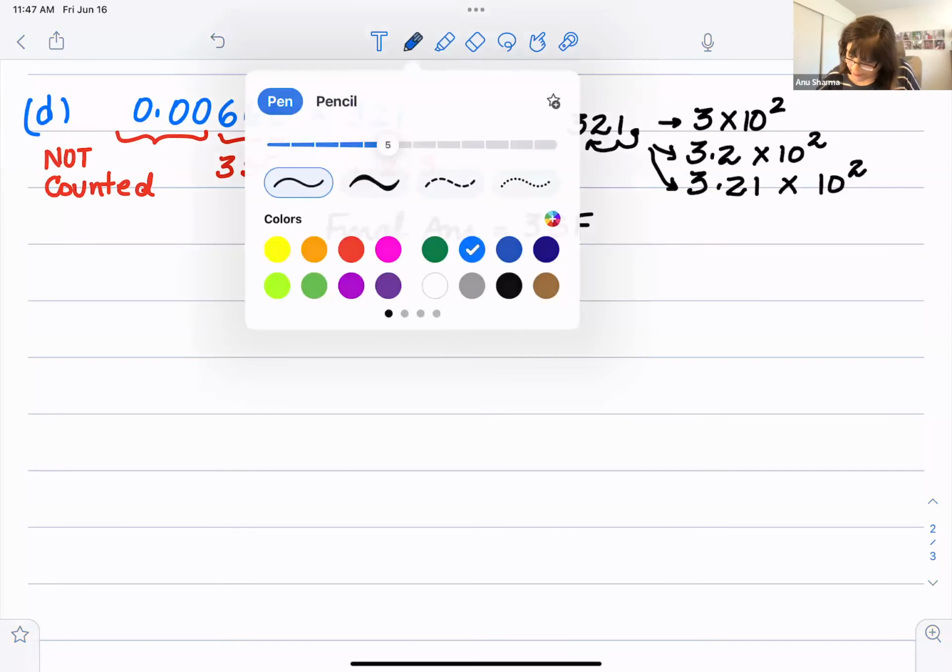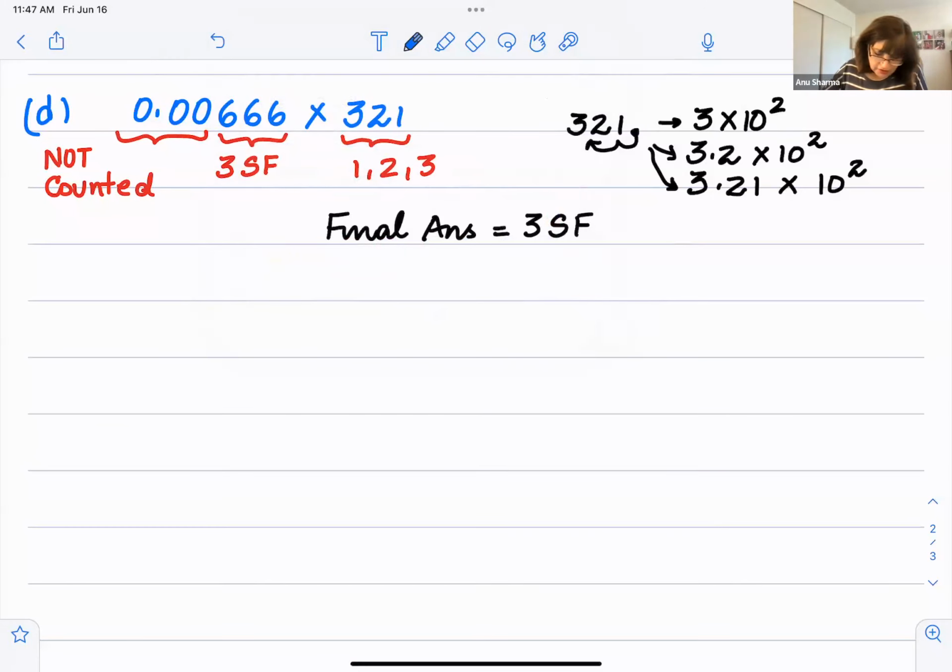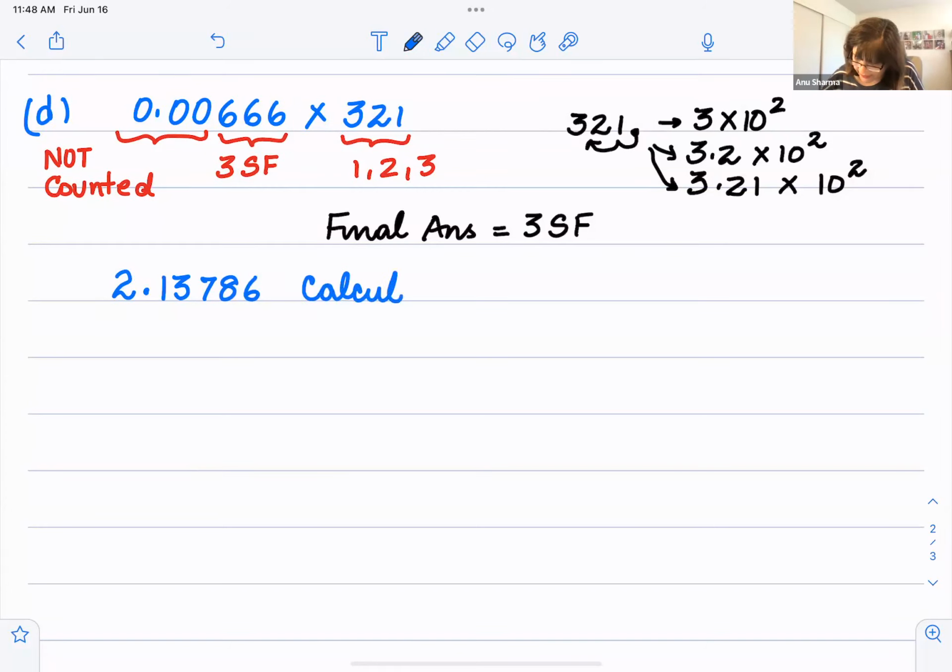So here we see that point. Now, when you're doing the calculation, you're going to write down the full number the way it is, which is 0.00666, times 321. And that is 2.13786. So this is the number I see on the calculator.